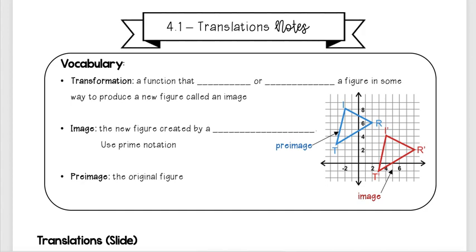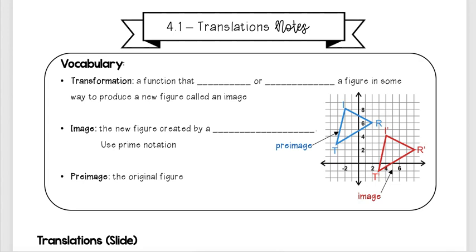Today we're going to be starting a new unit over chapter 4, and this one's going to be all about transformation. So we're going to be looking at how shapes can change based on whether we are translating it, or reflecting it, rotating it, making it bigger or smaller. We're going to be looking at all of that for this unit. So for this first day, we're going to be talking about translations.